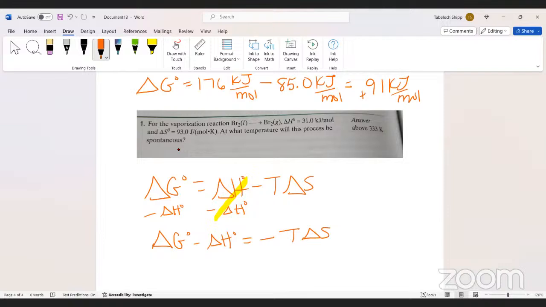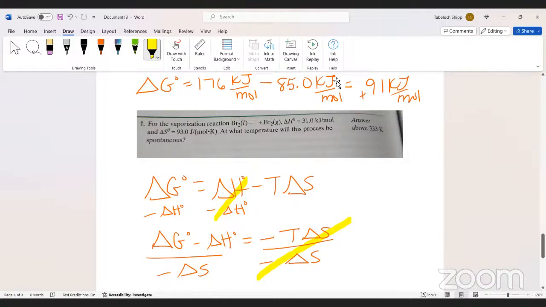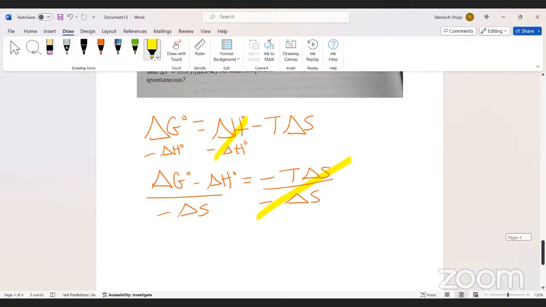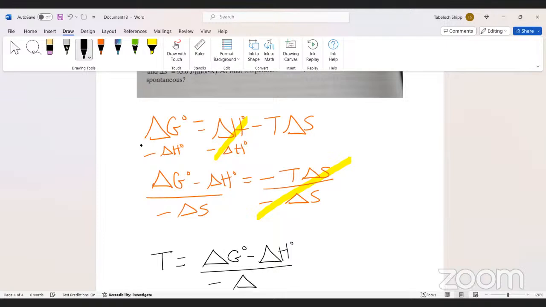Now, remember, we're trying to get the temperature. So I am going to divide this formula by negative delta S, because we don't want to have that negative sign over here. I'm going to divide it by negative delta S so that we can cancel out our like terms. So now you're left with your temperature. I'm just going to rewrite the formula and say that because we're looking for the temperature, it's equal to delta G minus delta H over negative delta S.